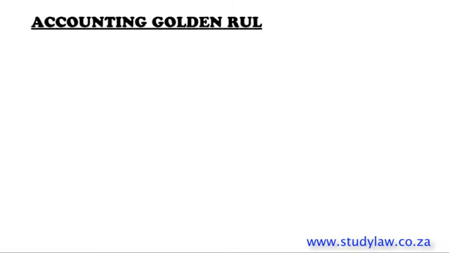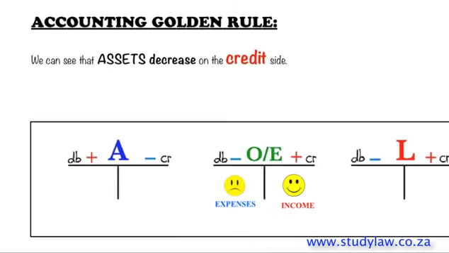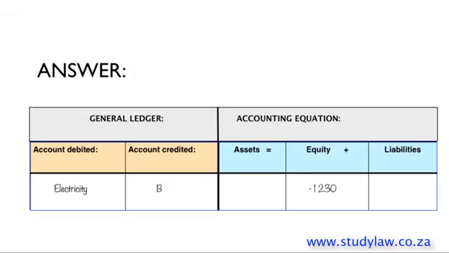If we look at the accounting golden rule, we can see that assets decrease on the credit side. Therefore, the account to be credited will be called bank. Bank is an asset and it decreases by 1,230 Rand.